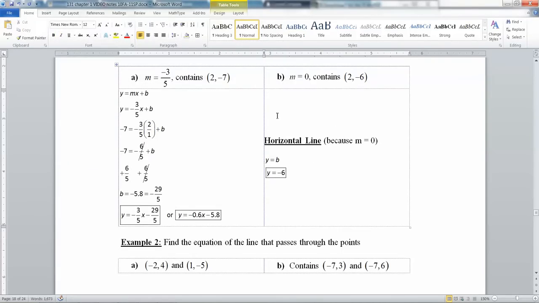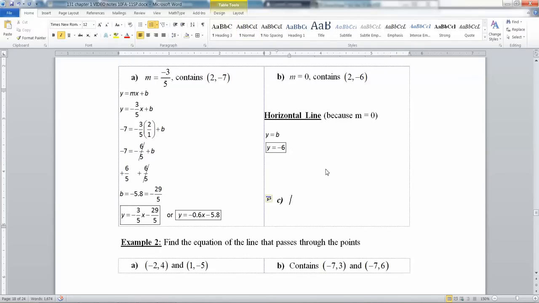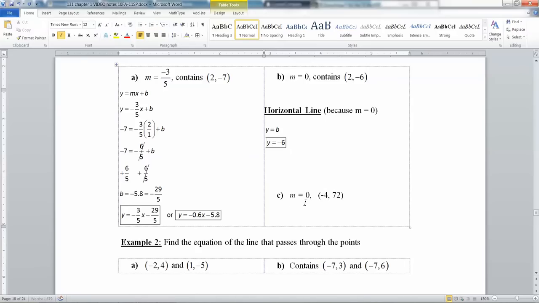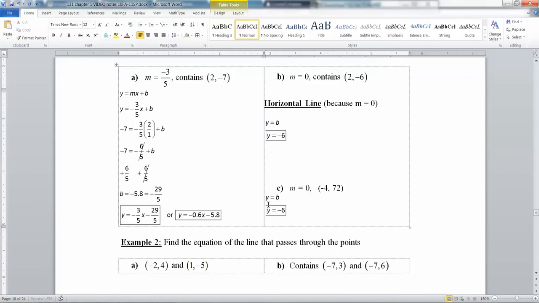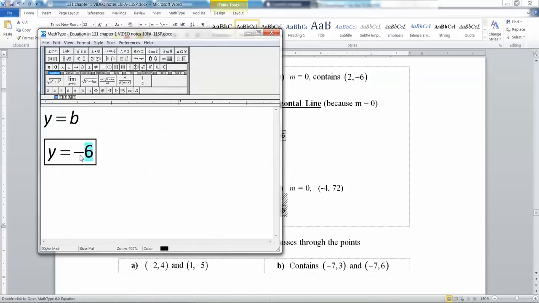So usually that throws students a little bit. So let me give you a couple more examples. Let me just make up another example here. If they had said m equals 0 and it goes through the point -4, 72, just for the heck of it, then your equation would be y equals 72. That's it, right? That's all there is to it. It'd be whatever that back number is. If it's horizontal, it'll be the back number, 72.